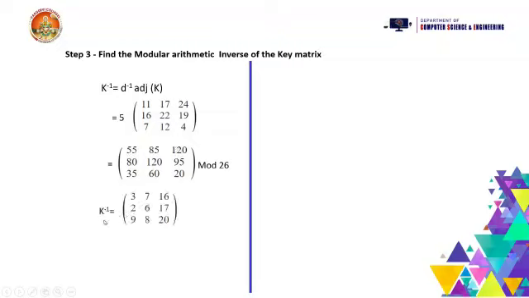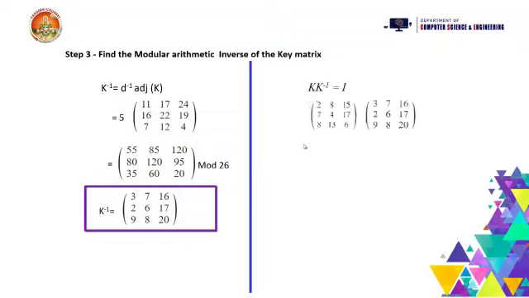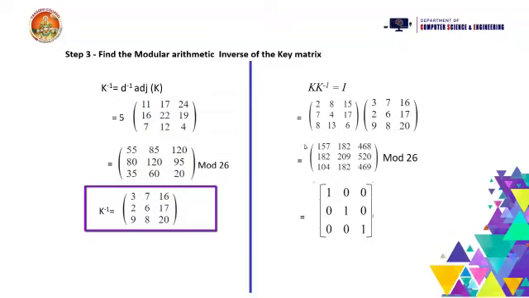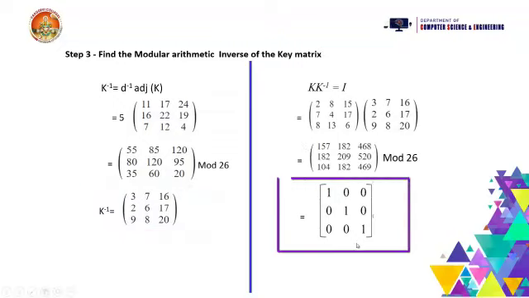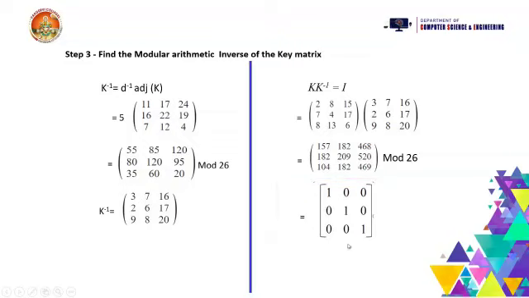And finally our key inverse is 3, 7, 16, 2, 6, 17, 9, 8, 20. Now we are going to check whether the key matrix and its inverse generate the identity matrix or not. For that we are multiplying the key matrix and the inverse of the key matrix and checking whether it generates the identity matrix or not. Yes, it is generating the identity matrix. Now we can use this key matrix for our encryption and decryption.